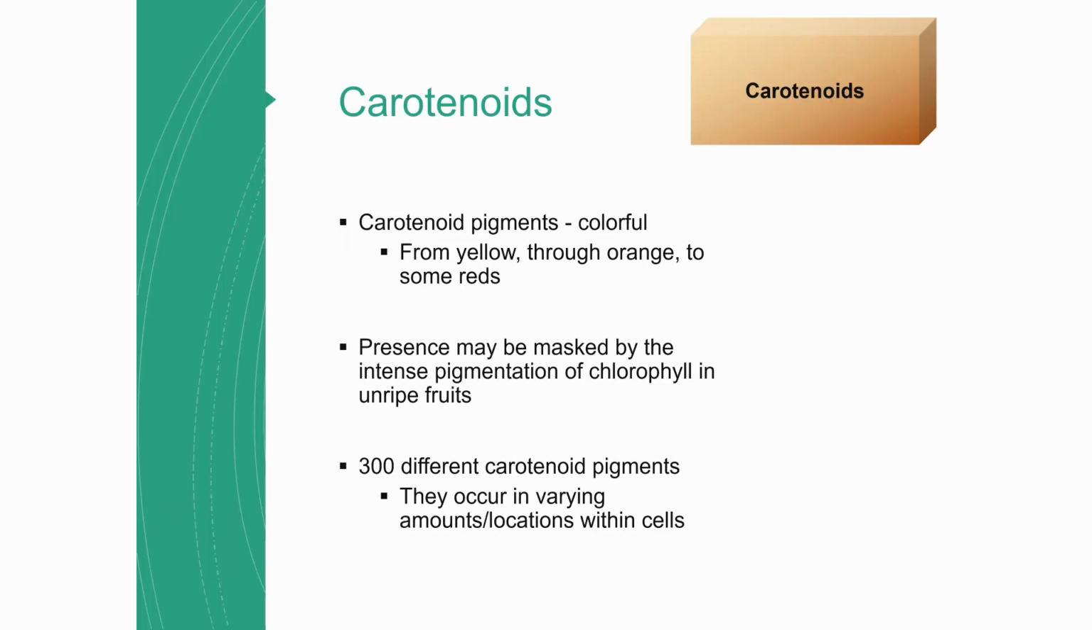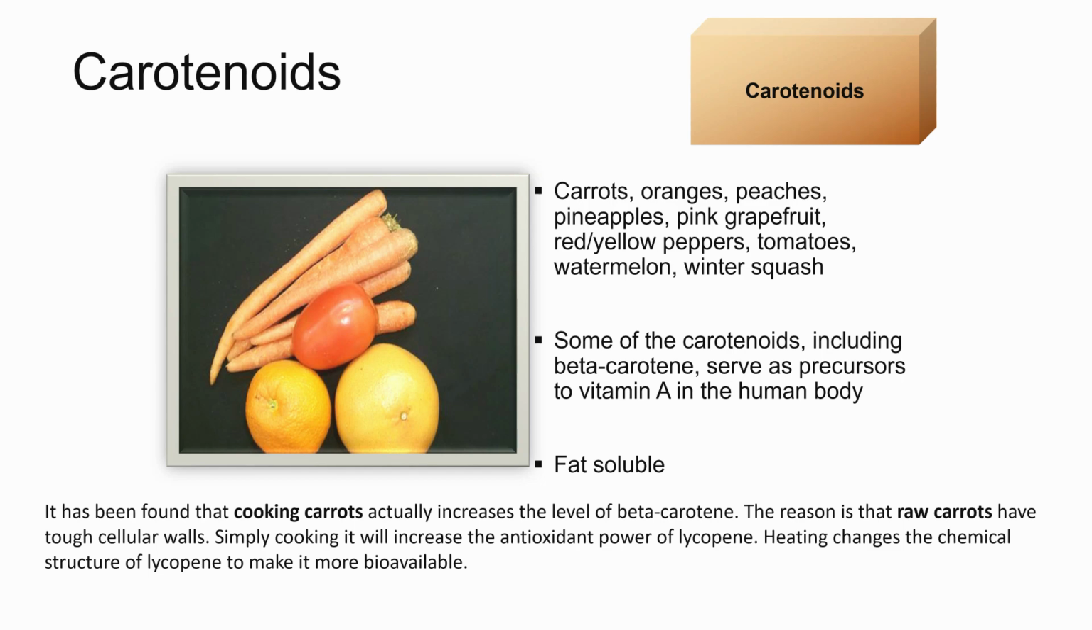Carotenoid pigments are colorful from yellow through orange to some reds. The presence may be masked by the intense pigmentation of chlorophyll in unripe fruits. There are 300 different carotenoid pigments that occur in varying amounts and locations within cells, and this is responsible for the range of color that we see. Carrots, oranges, peaches, pineapples, pink grapefruit, red and yellow peppers, tomatoes, watermelon, winter squash are some of the carotenoids that we see in our vegetables and our fruits.